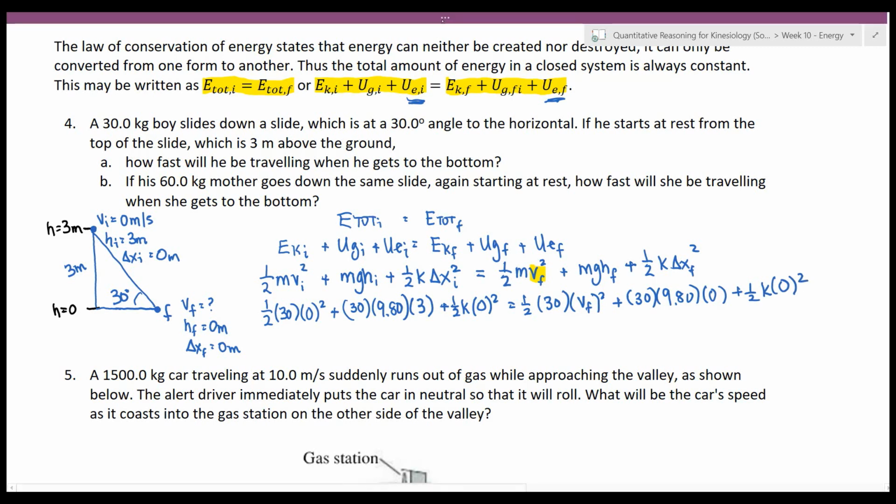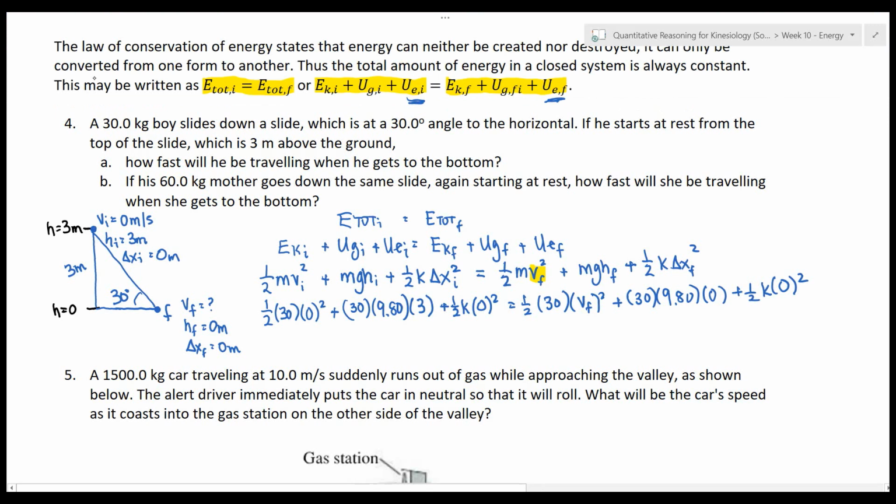Okay, I'm going to go through and just cancel out everything that has a 0 in it because anything times 0 is just 0.